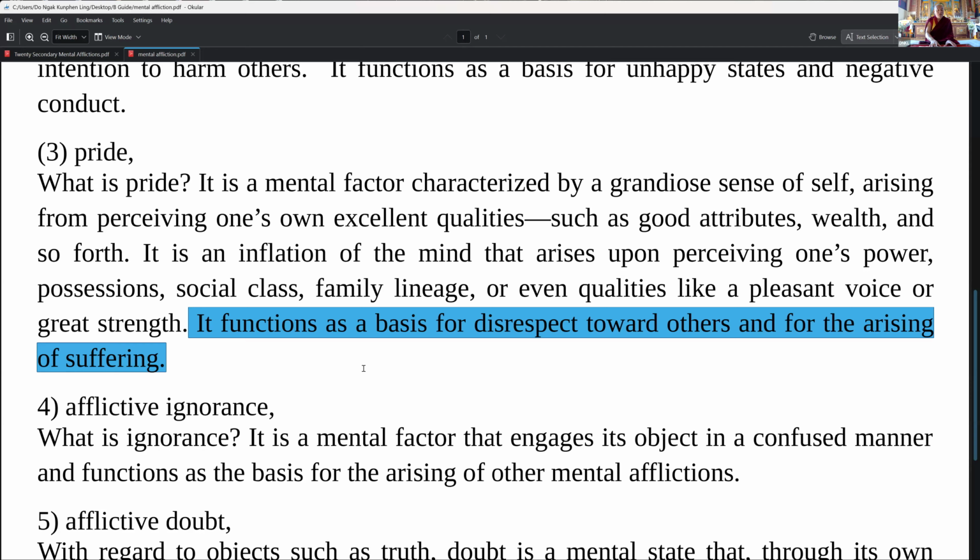Otherwise, look at it this way: there are nine different types of pride, and generally now you know what the observation object is, the aspect of that mind, and what the affections or functions are. It also says the arising of suffering, so other suffering, right? Disrespect and the arising of suffering.